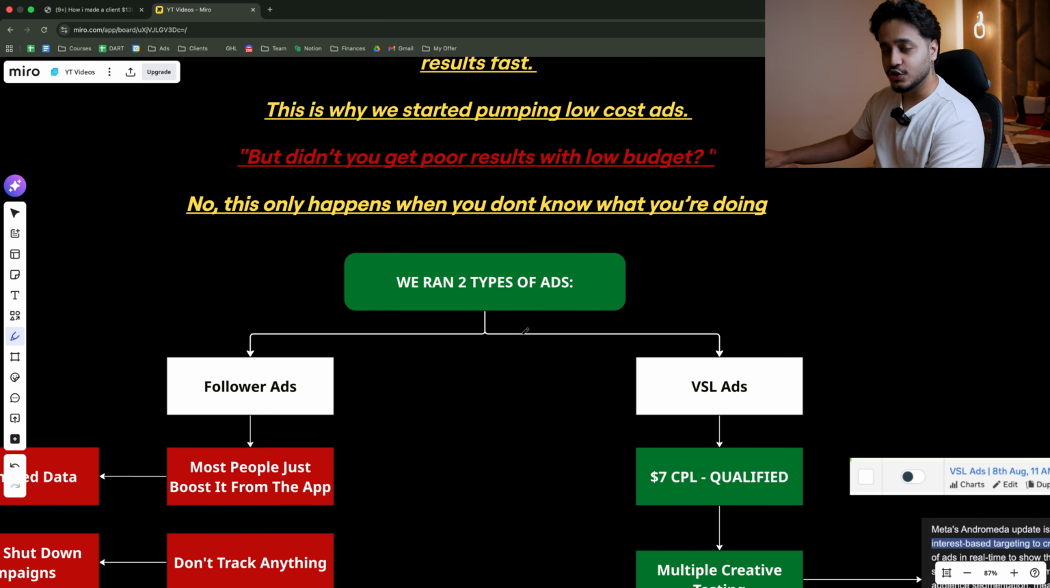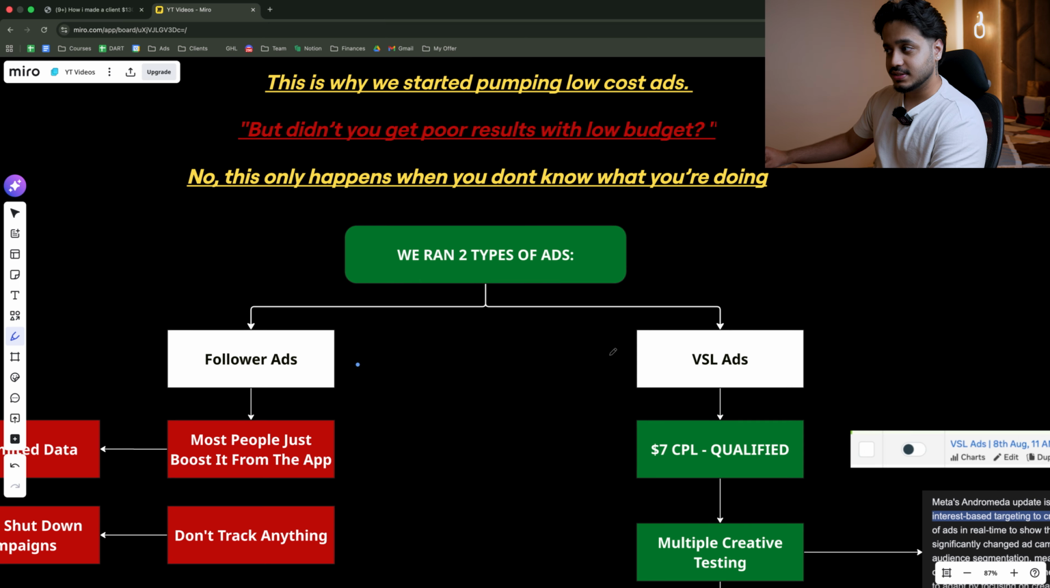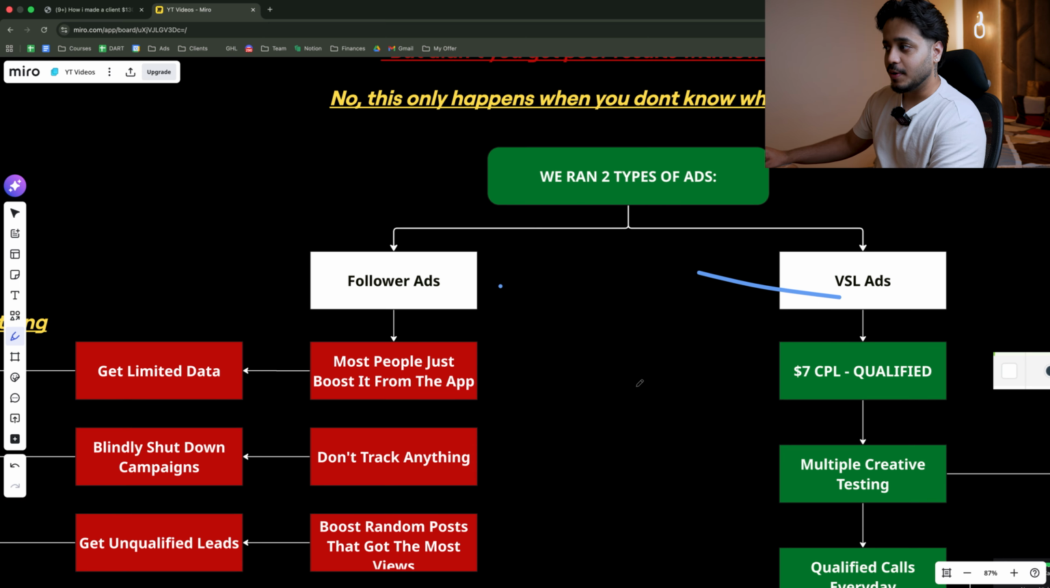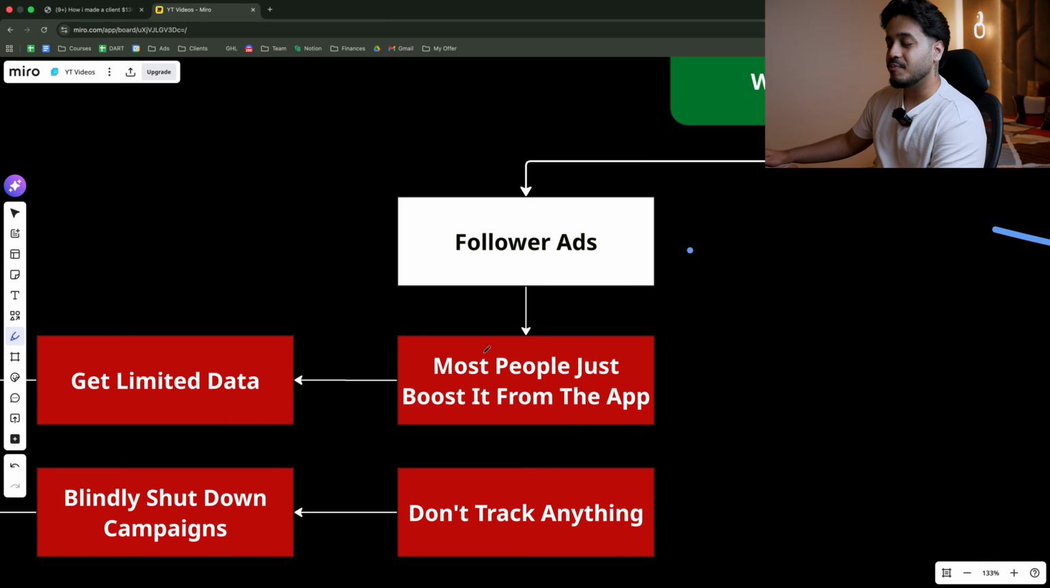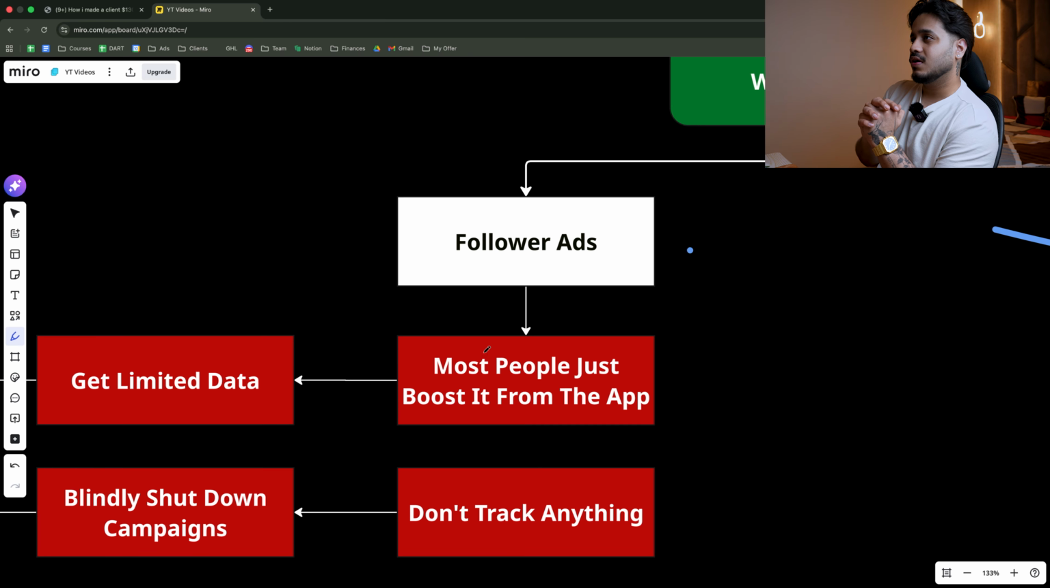So we basically ran two types of ads, okay? Follower ads, then the VSL ads, all right? Now, most people, when they're running follower ads, make the mistake of boosting it from the app. And for those of you who don't know what follower ads are, it's basically ads on Instagram designed to increase the amount of followers you've got.